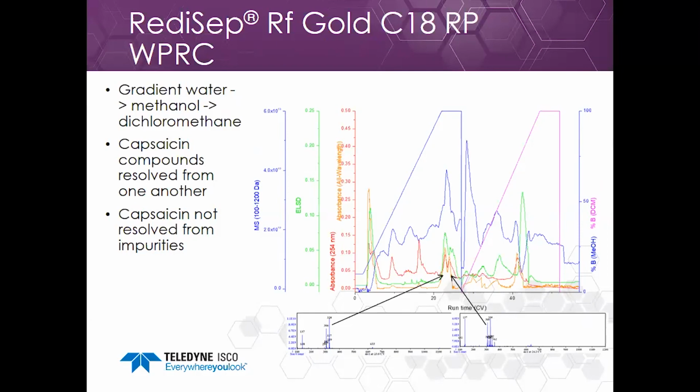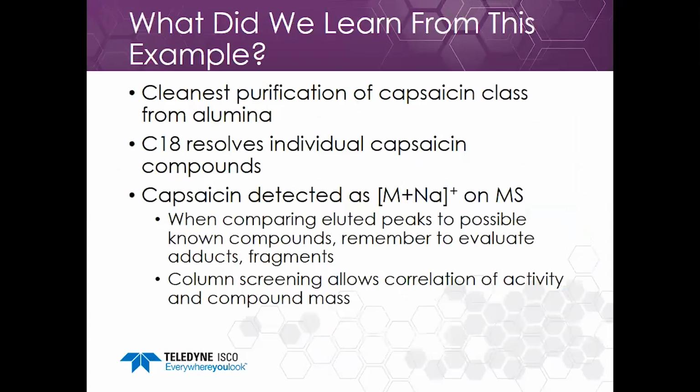What we can see is that the capsaicin compounds were resolved from one another, and we can see that in the mass spectrometer. However, we could also see that there are a number of other impurities that were not resolved from the capsaicin. So what we learned is that the cleanest purification of the capsaicin class was from the alumina. C18 can resolve the individual capsaicin compounds, and we detect the capsaicin as the M+ sodium on the mass spectrometer.